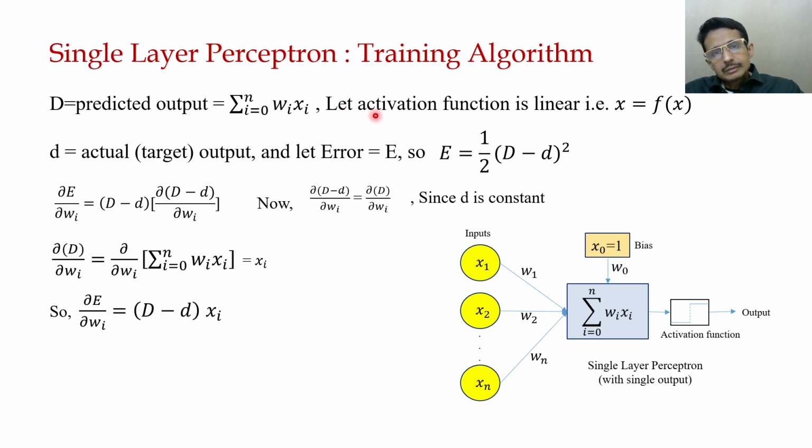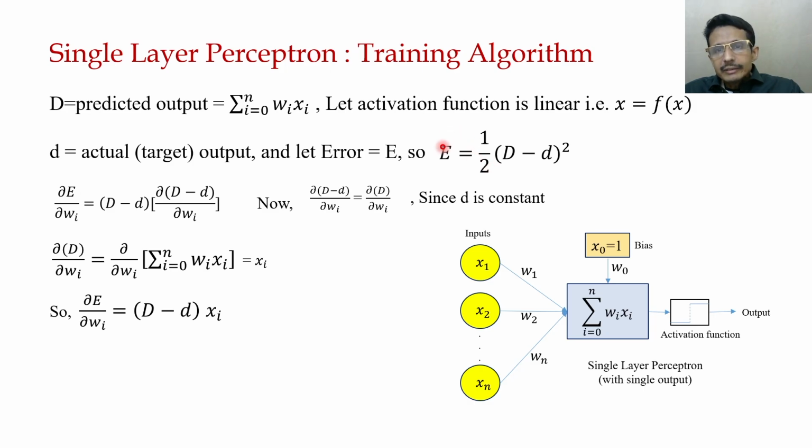For easier understanding, in this case we assume that our activation function is linear, f(x) equals x. So this capital D is the sum from i equals 0 to n of wi xi, and small d is the actual or target output. So what is the error? The error is the squared error between capital D minus small d, squared, normalized by 2.